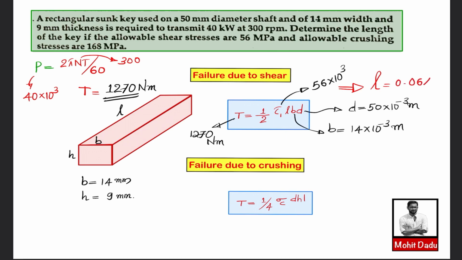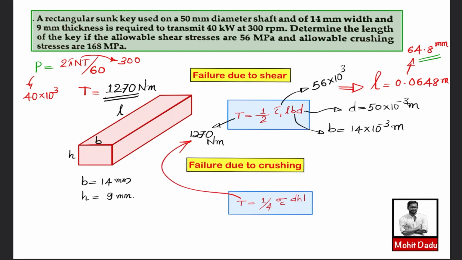If you solve, you will be getting 0.0648 meters, which is equivalent to 64.8 mm. So this is the length of the key according to the first failure mode, that is failure due to shear, 64.8. In a similar way you can solve the other expression also.